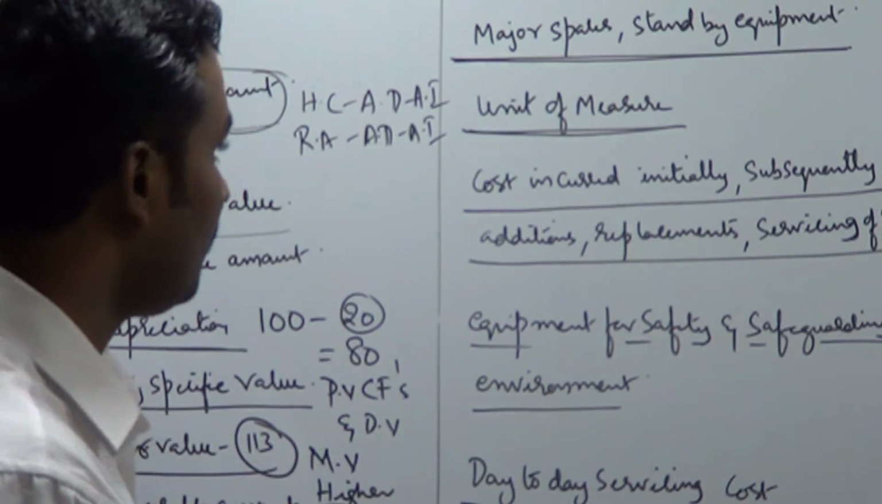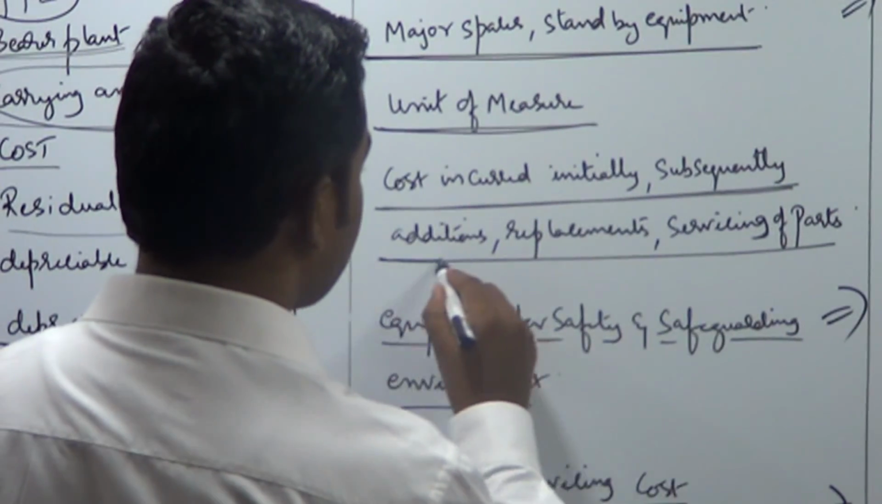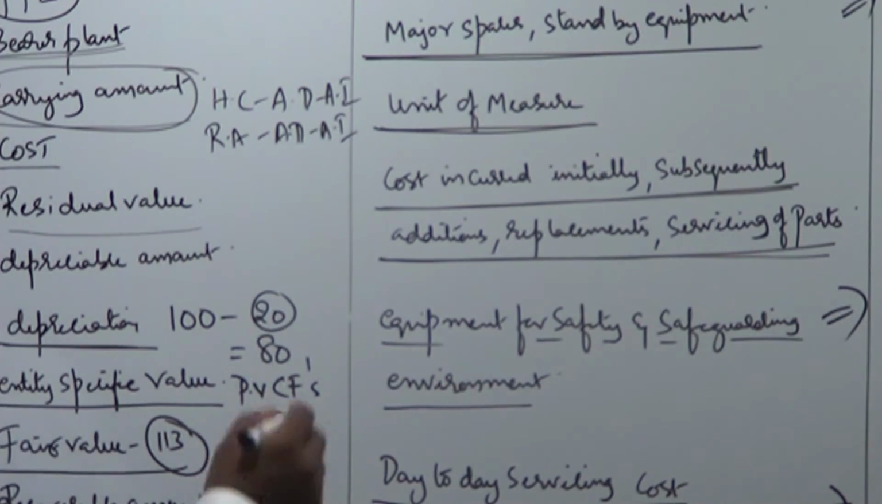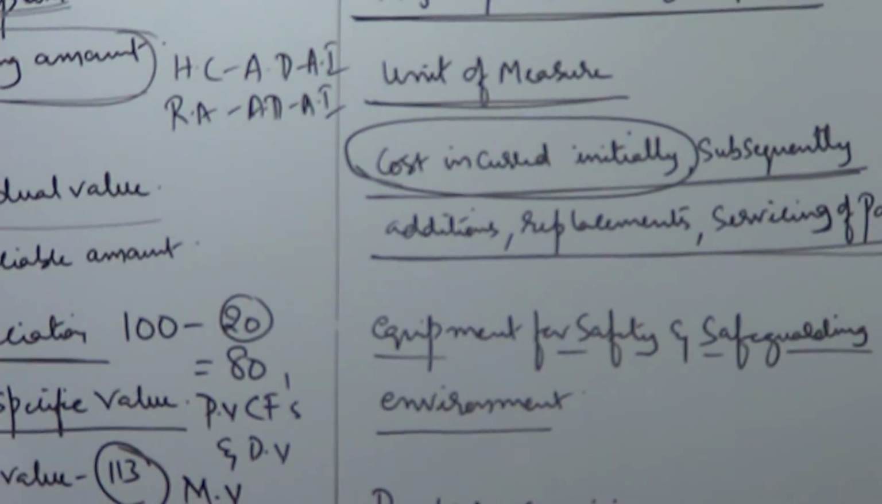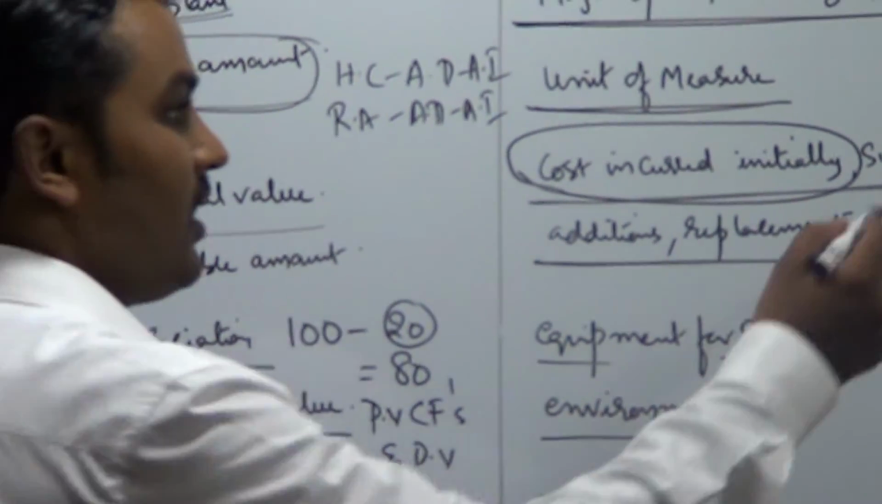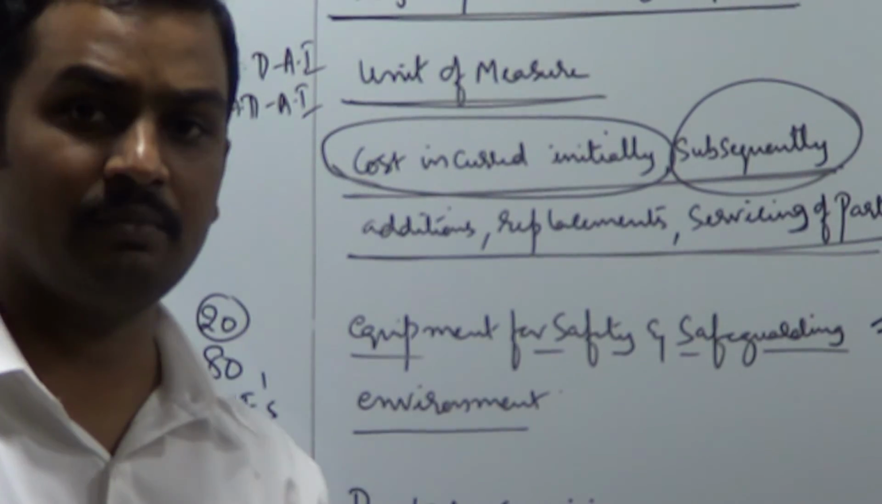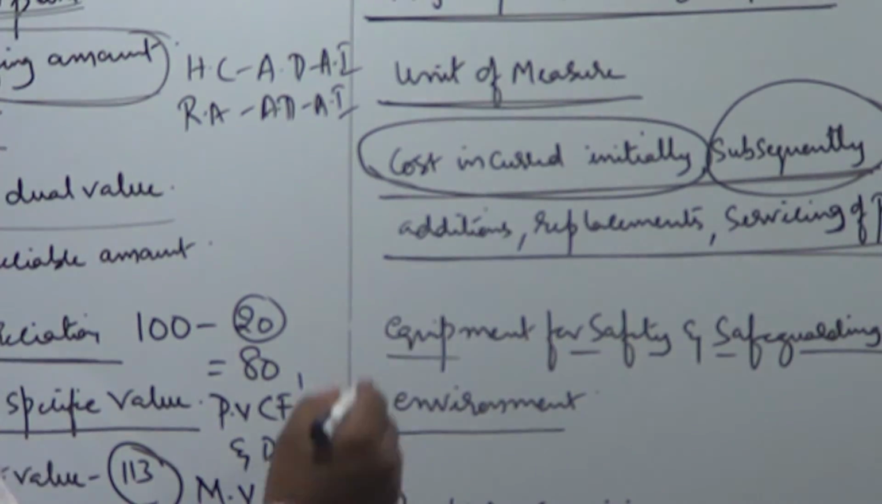Okay. Next, we come to the next issue. Cost incurred initially, subsequently, additions, replacements, servicing of parts. Now, when I incur some cost initially to acquire an asset, whether to capitalize it or not, we have already discussed. Now, if I subsequently incur some cost, that means I have already capitalized the asset in my books, I am incurring some subsequent costs. What should we do with those subsequent costs?